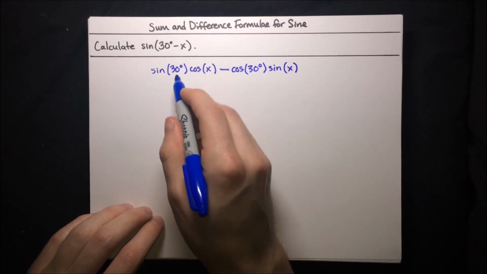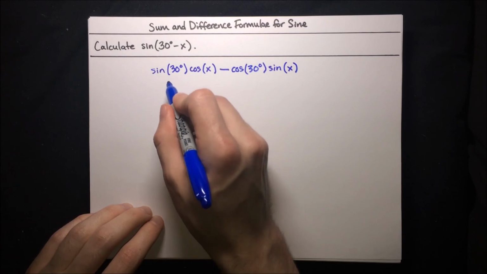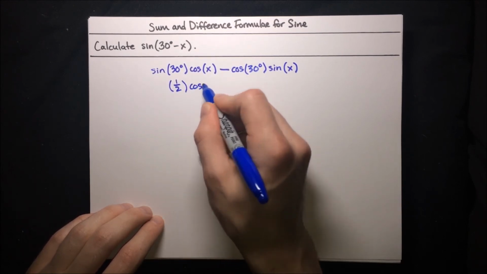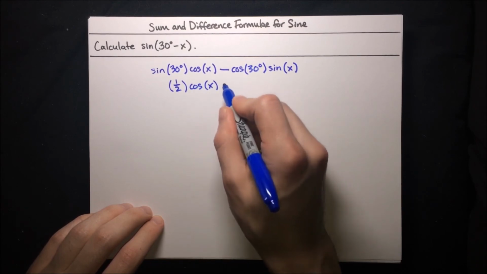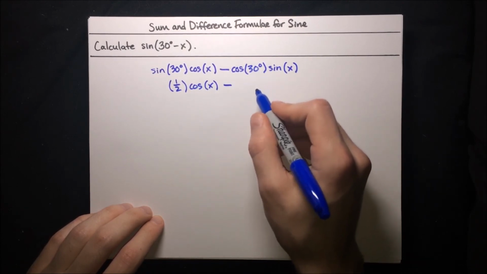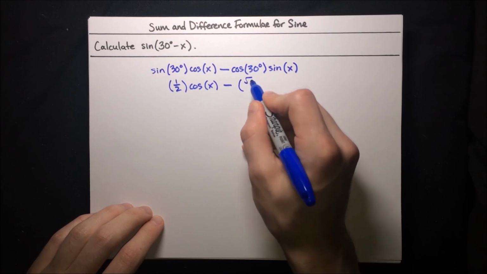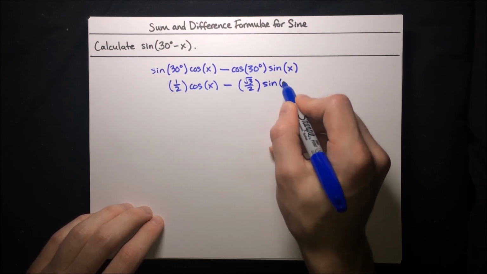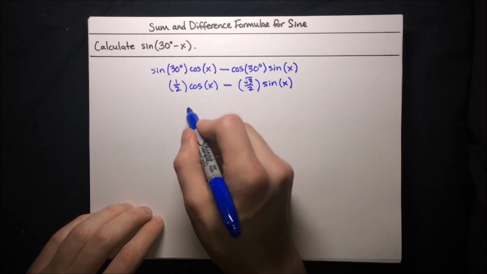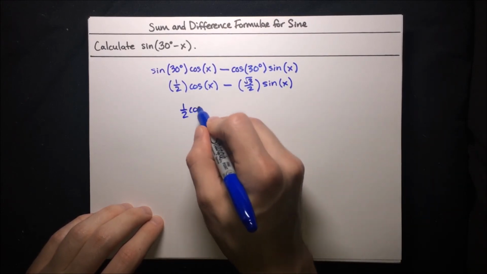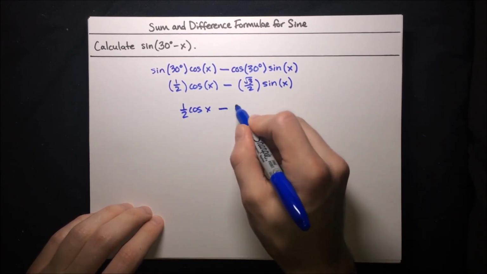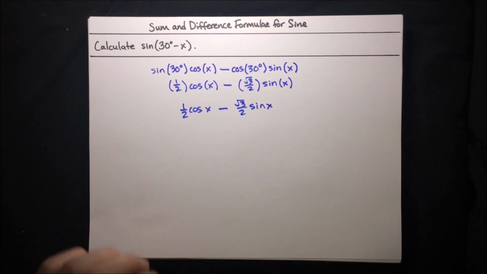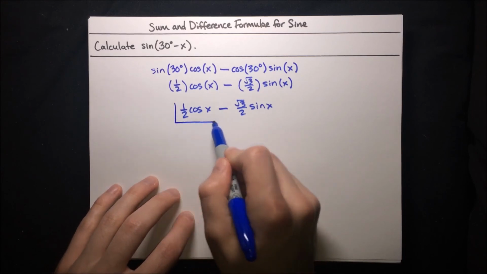Let's go ahead and simplify that. So sine of 30 degrees, that's just a half. So a half times cosine of x, and then minus cosine of 30 degrees, that's just root 3 over 2, and then that times sine of x. So altogether, that's just a half cosine x minus root 3 over 2 sine x. And there we go, we're done. That's our result.